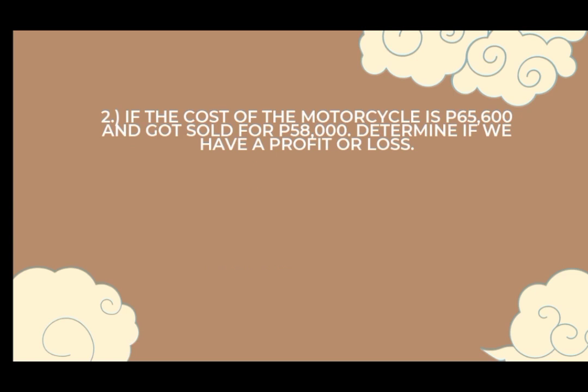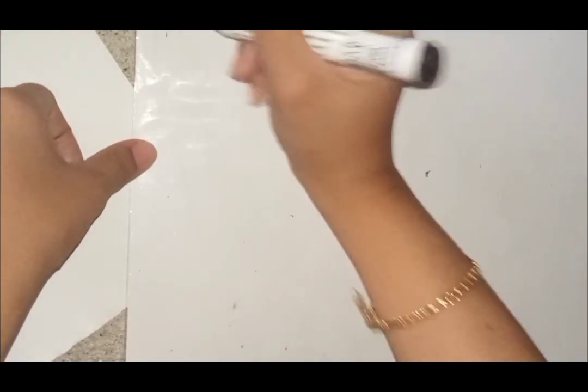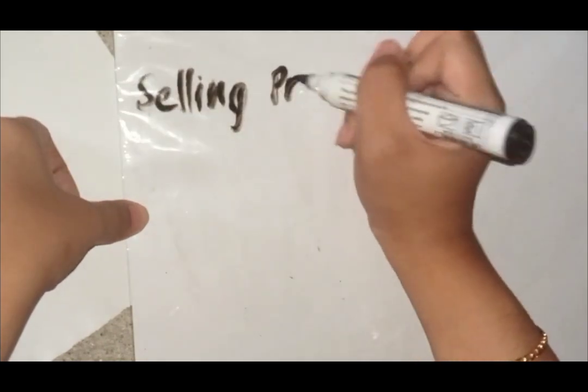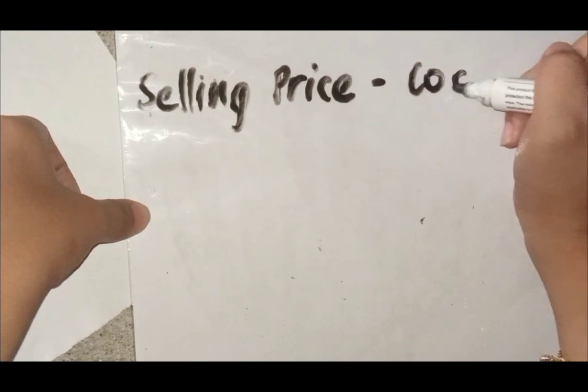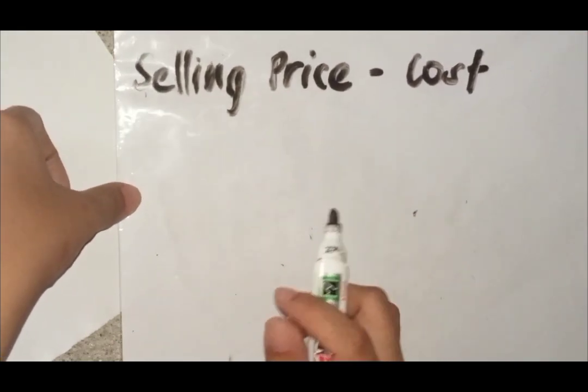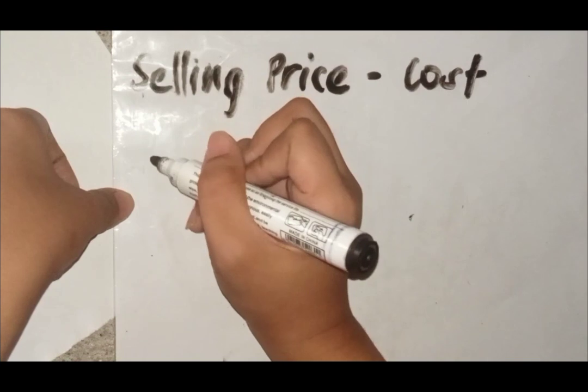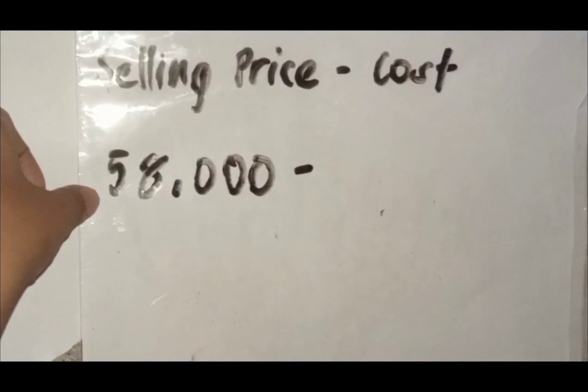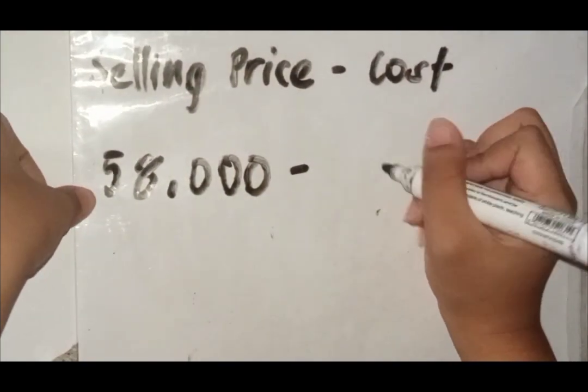If the cost of the motorcycle is 65,600 and it got sold for 58,000, determine if we have a profit or loss. So again, we will compute it. Profit and loss formula, selling price minus the cost. So the selling price of the motorcycle is 58,000, while the cost of the motorcycle is 65,600.